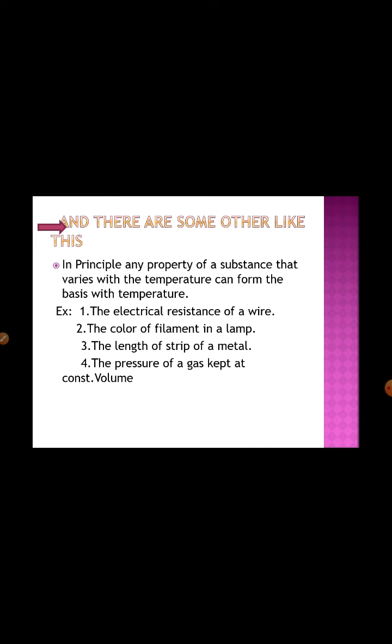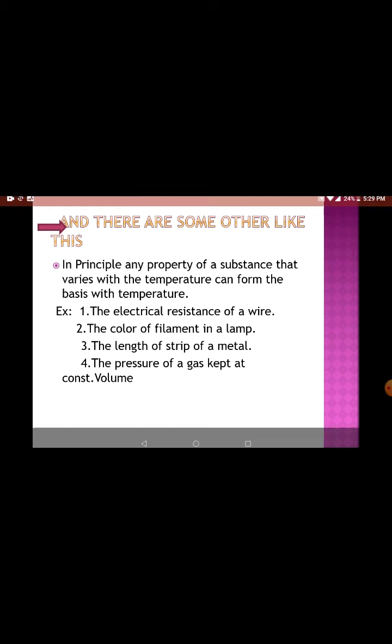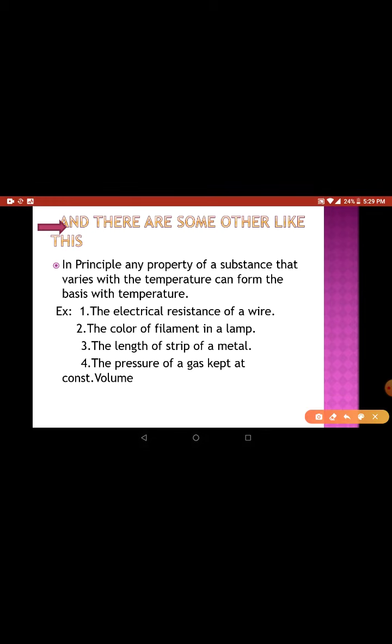Here, there are some other properties which can be used as thermometric properties and which we can use to devise different kinds of thermometers on different scales. Here are some examples. The electrical resistance of a wire. You can use a wire as a thermometer. We know that as the temperature varies, the resistance also changes. So the change in resistance can be used as a thermometric property because temperature is making changes in resistance.